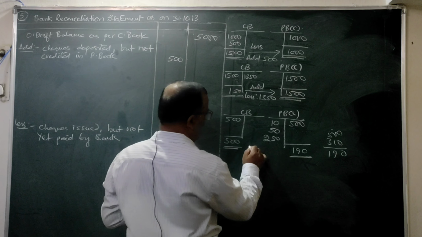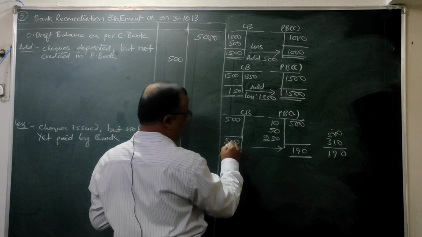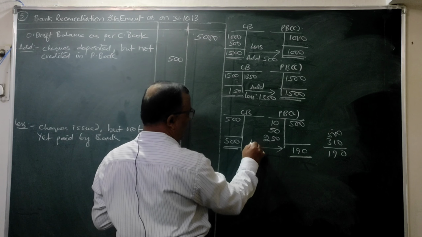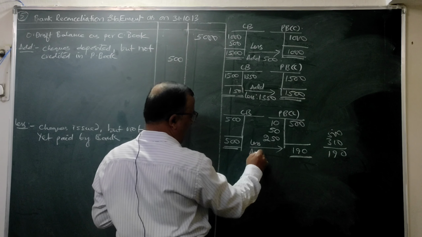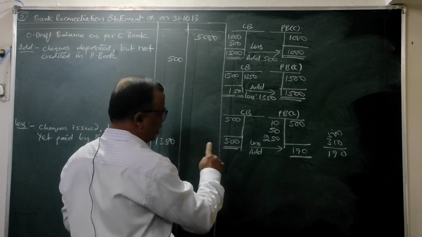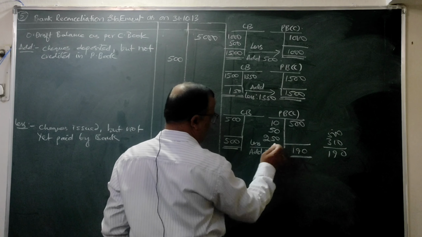Now observe here, what should we do? This 500 should be converted to 190. So from this we should subtract. Since it's overdraft, the opposite of this, add. How much? The difference between these two. The difference is nothing but 310 rupees between these two.